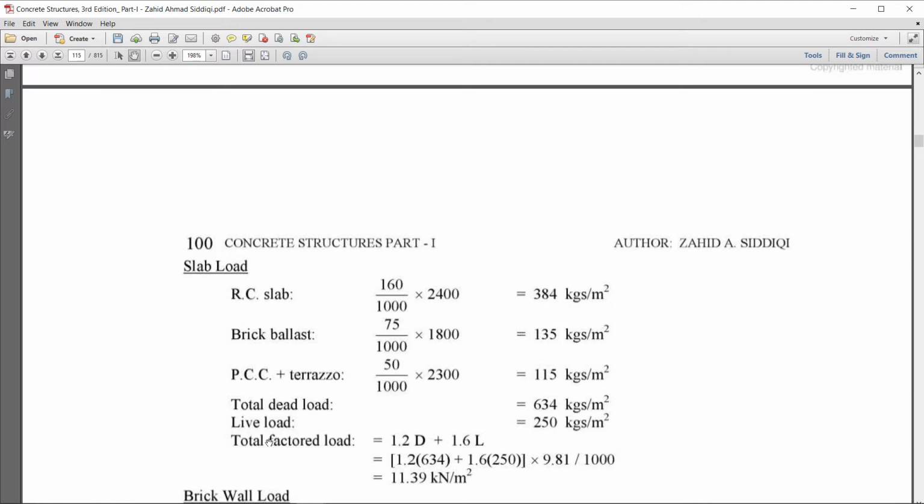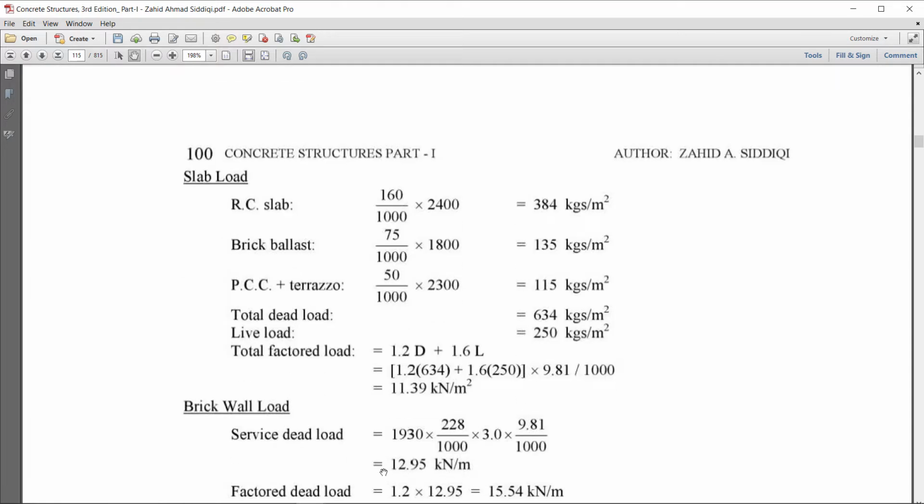Now to get the total factored load, 1.2 dead plus 1.6 live. So 1.2 dead, that is 634, live is 250, 1.6 into live. Then the whole is multiplied with 9.81 divided by 1000 to convert kg per meter square into kilonewton per meter square. Now on the B1, a brick wall is also resting.